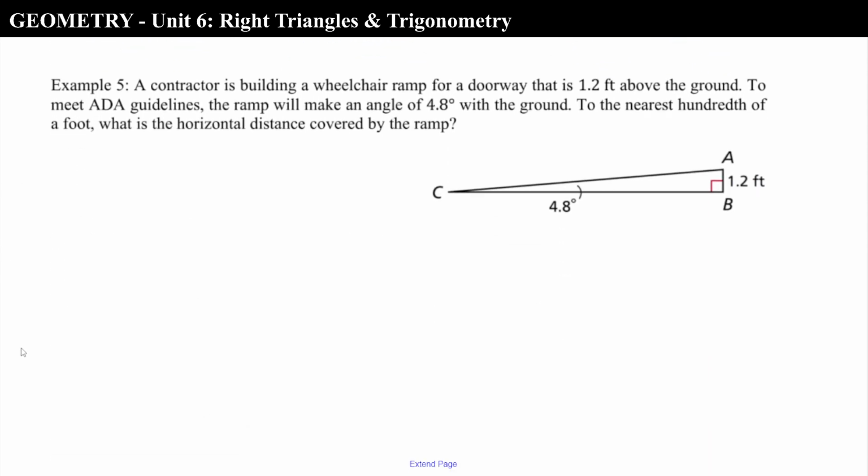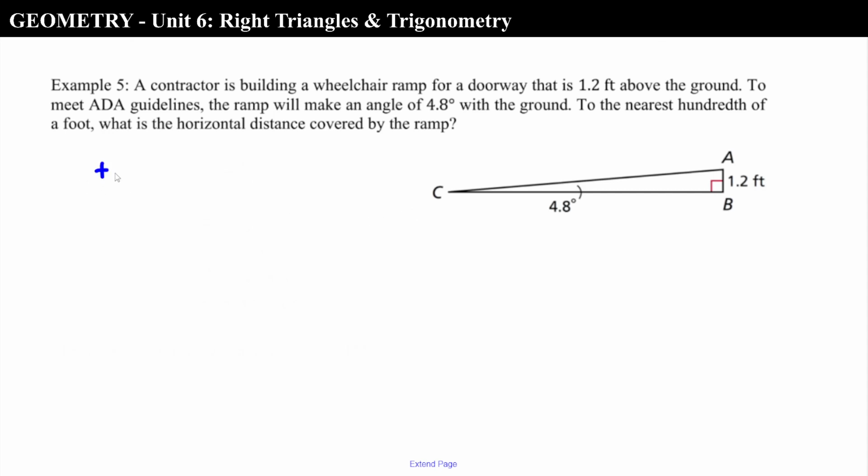All right, example 5. This is a real-world problem. A contractor is building a wheelchair ramp for a doorway that is 1.2 feet above the ground. To meet ADA guidelines, the ramp will make an angle of 4.8 degrees with the ground. To the nearest hundredth of a foot, what is the horizontal distance covered by the ramp? So here, the figure is given for you. So in relation, we're trying to find what CB is. CB is the adjacent side to 4.8 degrees. You're also given the opposite side, the opposite leg to angle C.